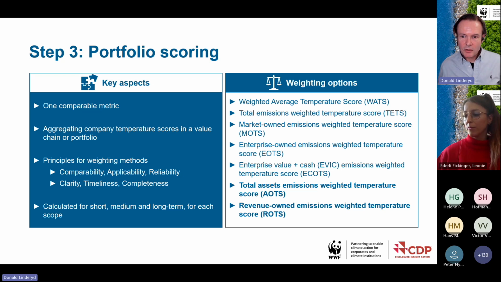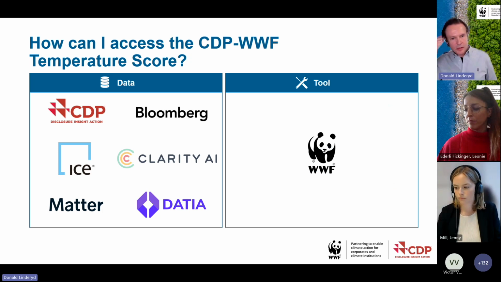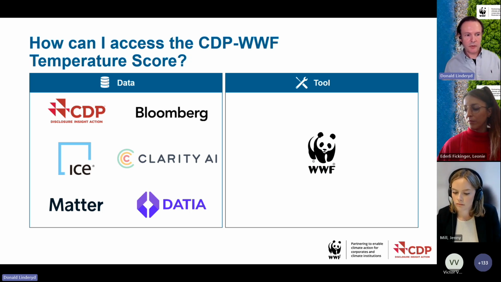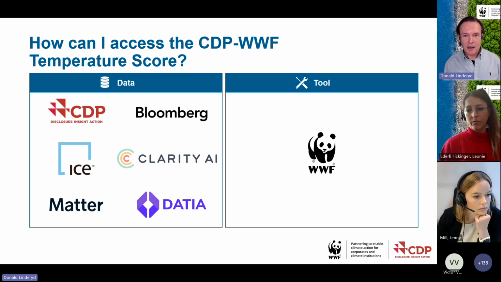Jenny from Schroders will take you through how they actually use temperature scores in a portfolio context. But before doing that, I just wanted to share, we've gone through how the temperature score methodology works now, in some depth at least. So you may wonder how you can actually access this and how you can use it. It is available as ready-made temperature scores for companies from a number of data providers that you can see on the screen here. These are the ones that we know about, as this is an open source methodology. Anyone can use this to create their own solutions around this. So there may be others that have done so that we're not aware of.